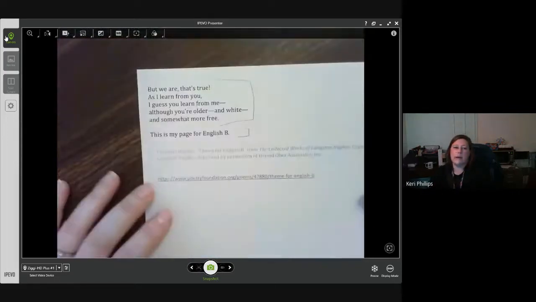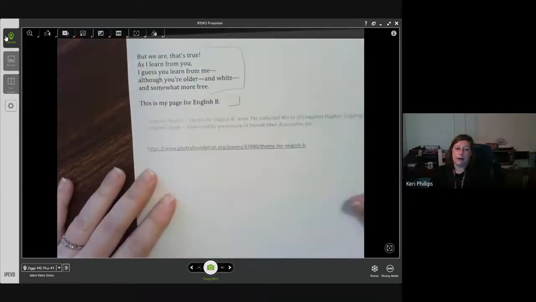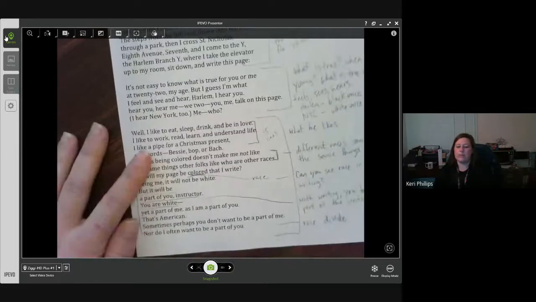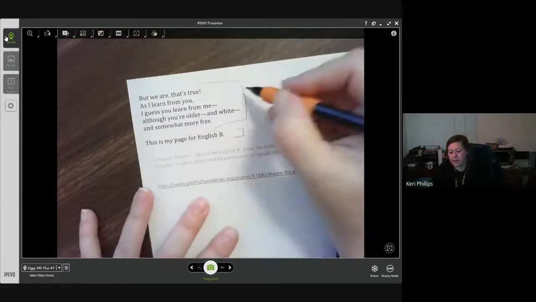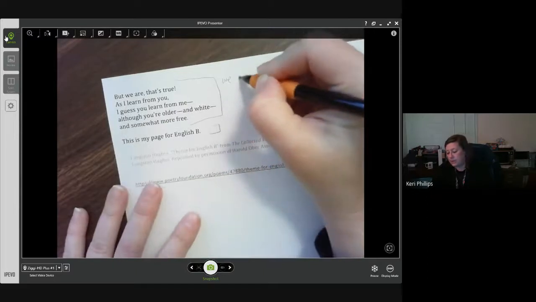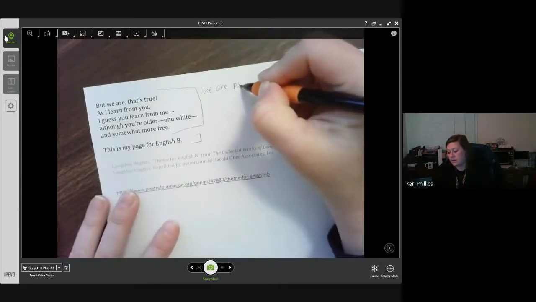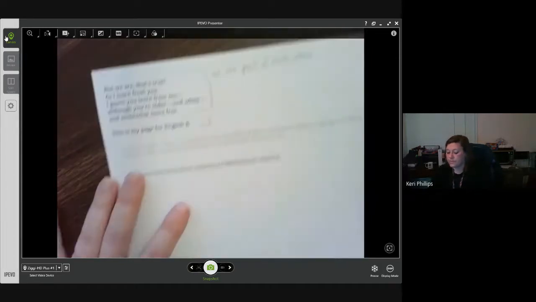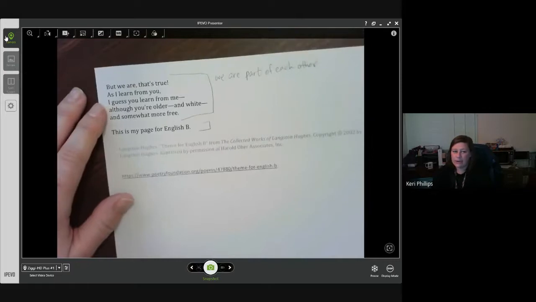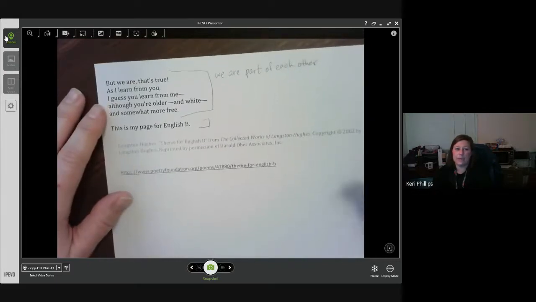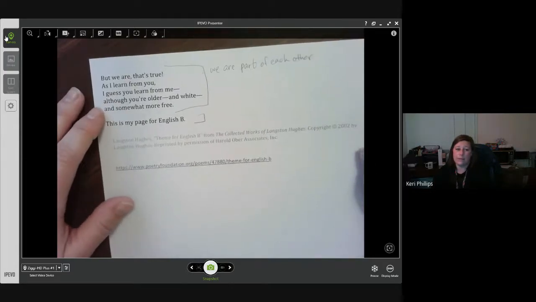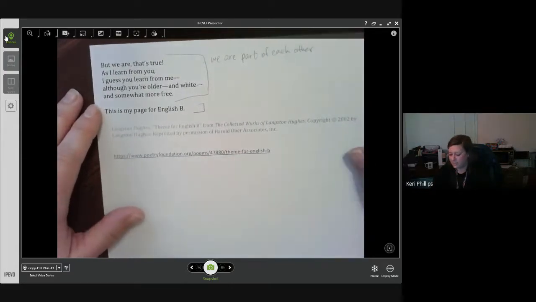Okay, last stanza. But we are. And it's like, what did he just say? Sometimes perhaps you don't want to be a part of me, nor do I want to be a part of you, but we are. That's true. So he's saying we are part of each other. And then he tells us how. As I learn from you, I guess you learn from me, although you're older and white and somewhat more free. This is my page for English B.